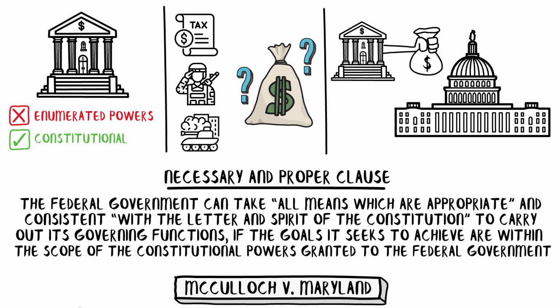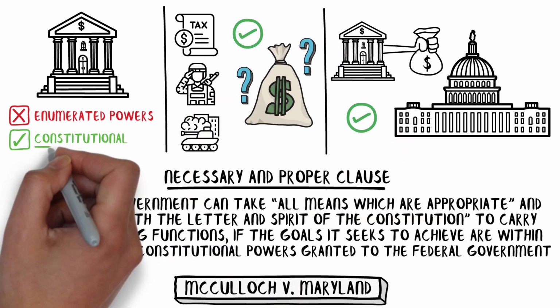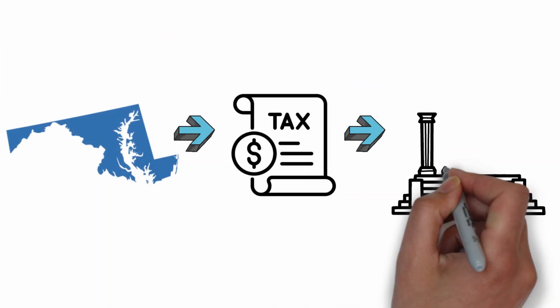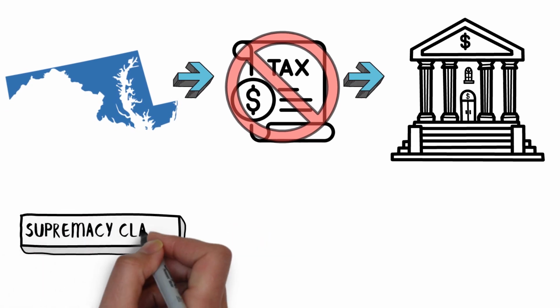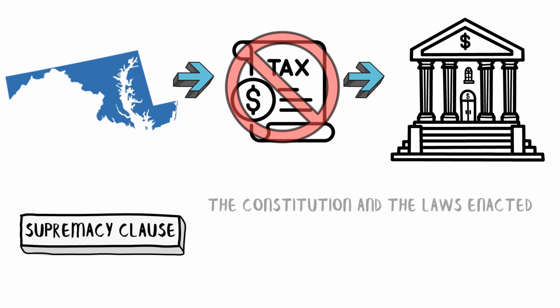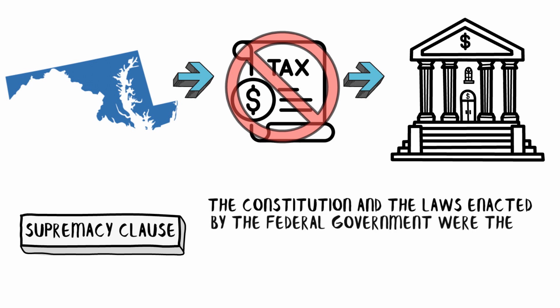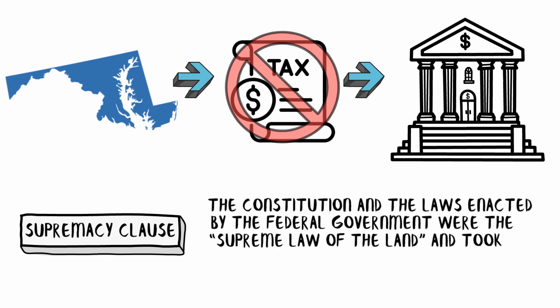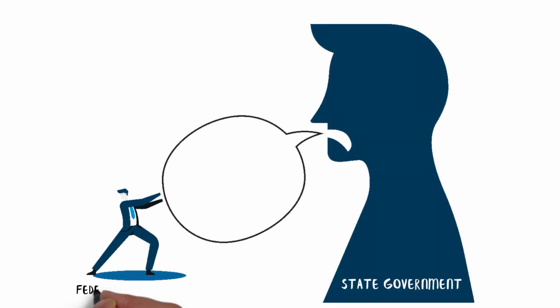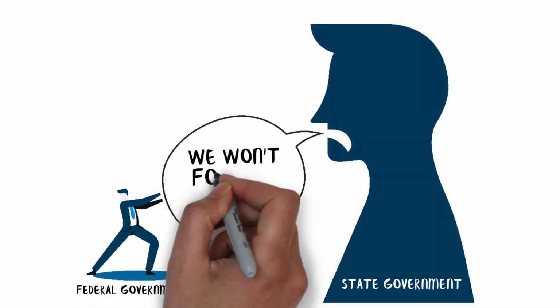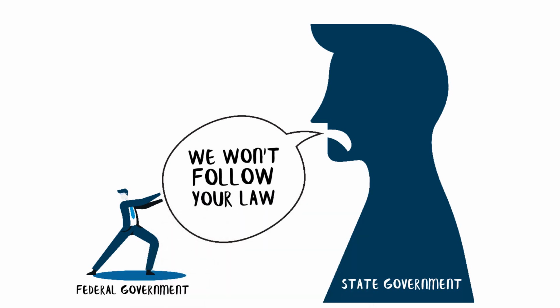Since establishing the national bank was a means to carry out powers delegated to the federal government, the establishment of the bank was constitutional. The court also held that Maryland did not have the right to tax the national bank. The basis for this ruling was the Supremacy Clause in Article 6 of the Constitution, which established that the Constitution and the laws enacted by the federal government were the supreme law of the land and took precedence over state laws. The Maryland tax on the national bank was an attempt to assert the supremacy of state government over the federal government through state law and was therefore contrary to the Supremacy Clause.